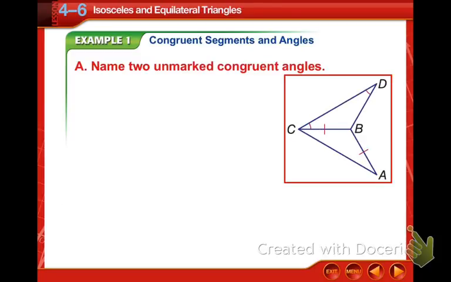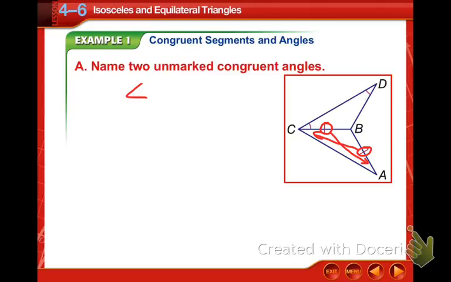So here we have this figure. We want to name 2 unmarked congruent angles. We have 2 angles that are marked that are congruent, but we also have 2 sides that are marked as congruent, CB and AB. And since those are congruent, that means the angles opposite of them are congruent, and those are our 2 unmarked angles. So now we just need to name them.